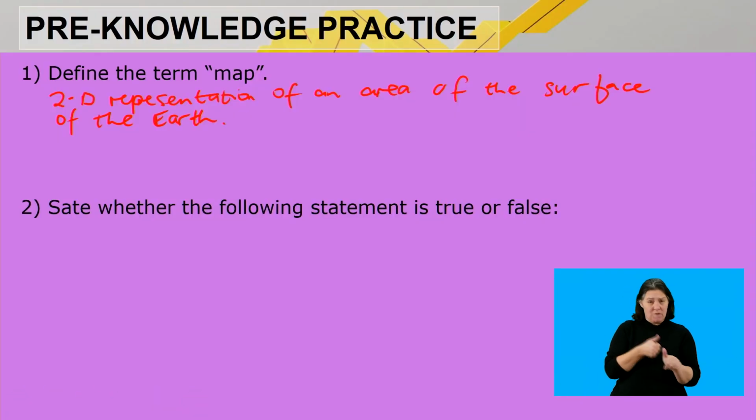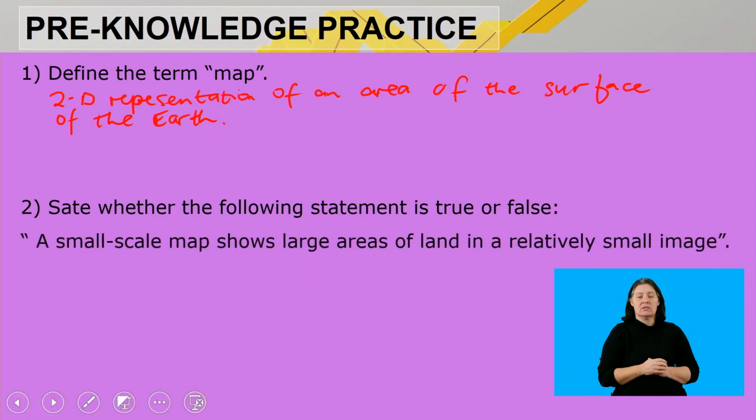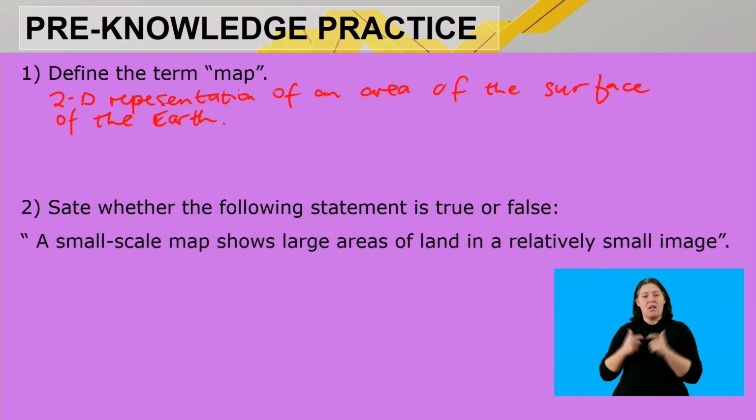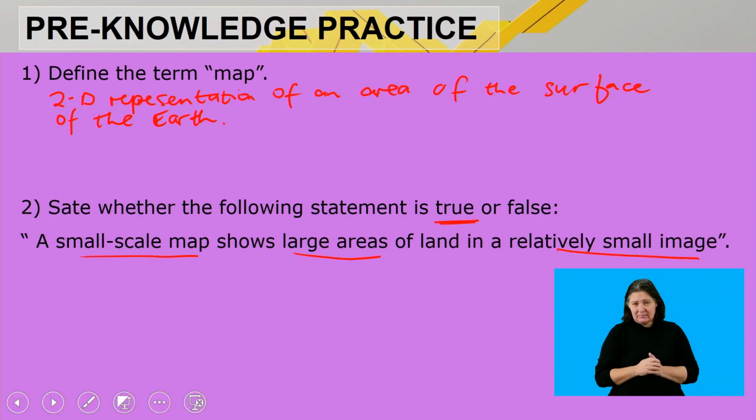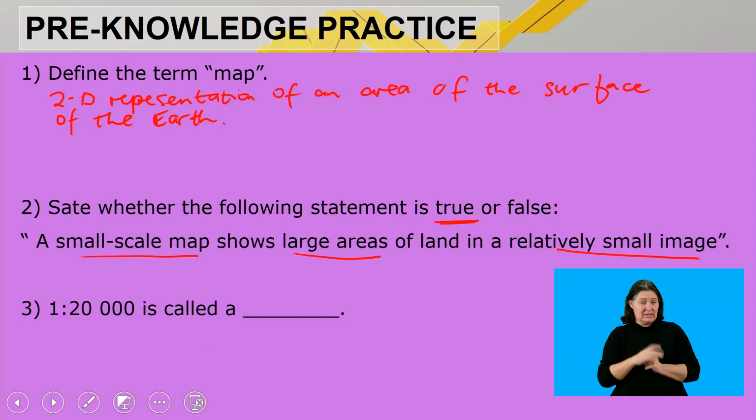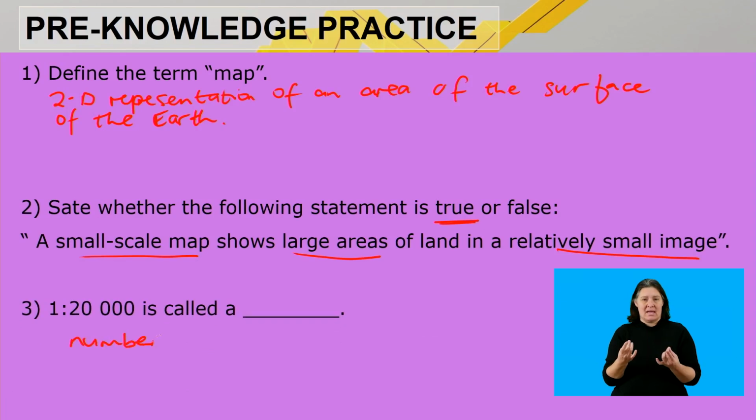Now, second question, it says, state whether the following statement is true or false. Let's see what our statement is. It says a small scale map shows a large area of land in a relatively small image. Now that is indeed true. A small scale map shows large areas in a relatively small image. Then our next question, question number 3. 1:20,000 is called a number scale. There we have it, quite straightforward.